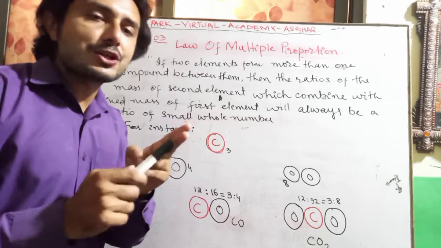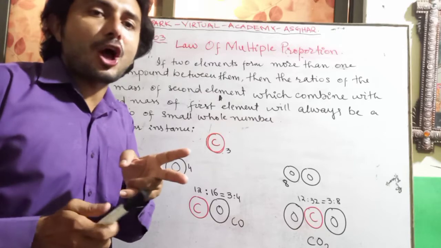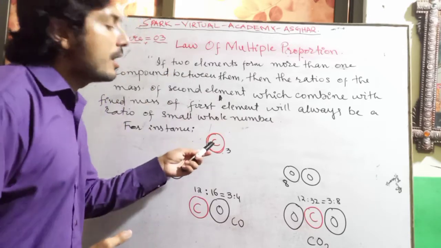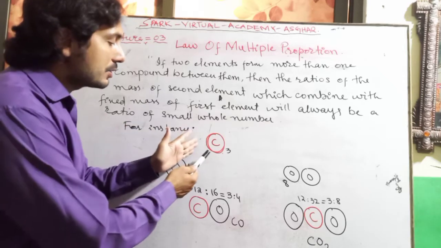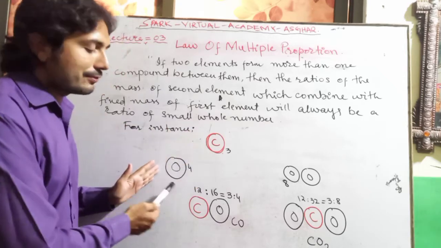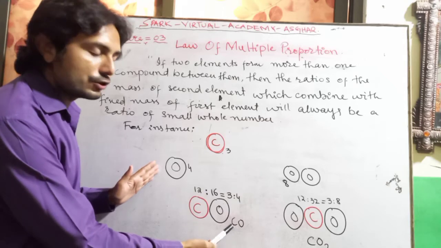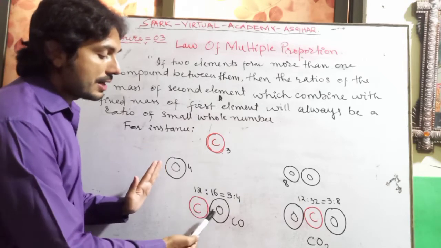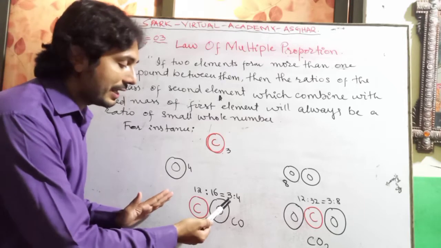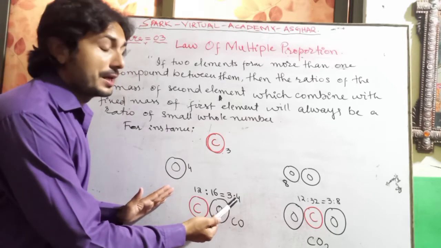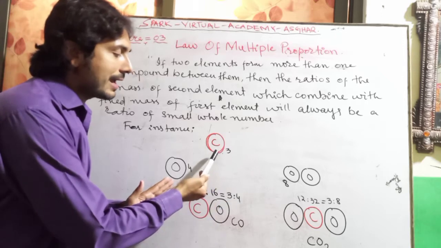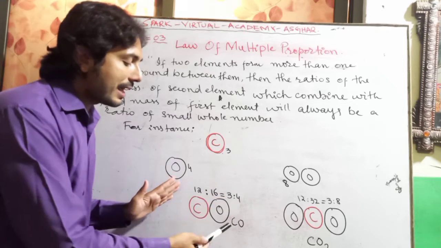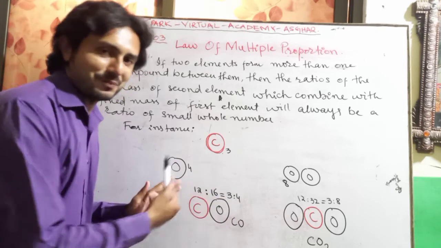Then the ratio will be a simple multiple of some whole numbers. Let's take an example. If we have carbon and it combines with one oxygen, then it forms carbon monoxide, as you can see here. Now here, the ratio between carbon and oxygen by mass is 3:4. It means if 3 grams of carbon combines with 4 grams of oxygen, then carbon monoxide is formed.